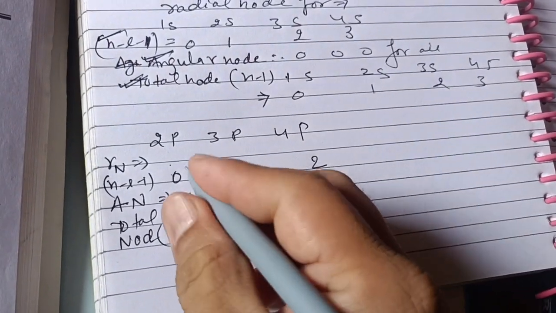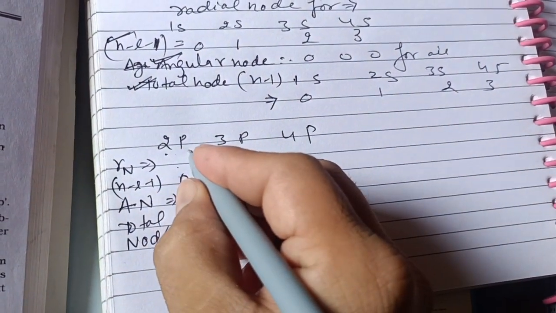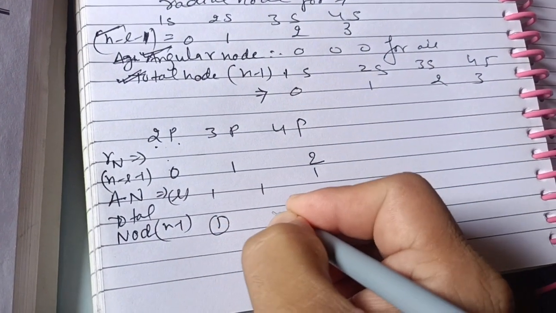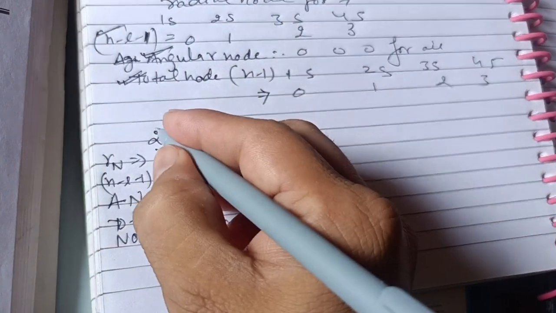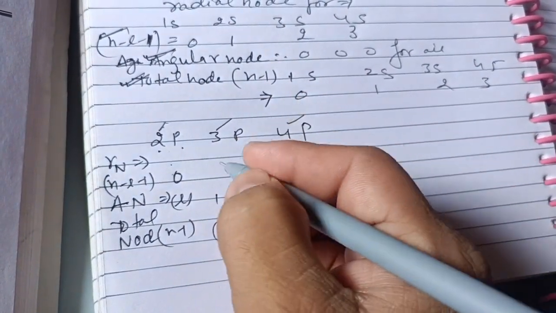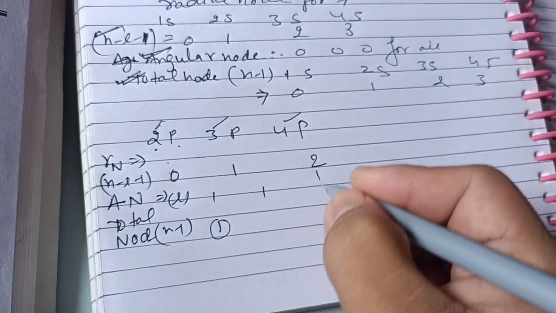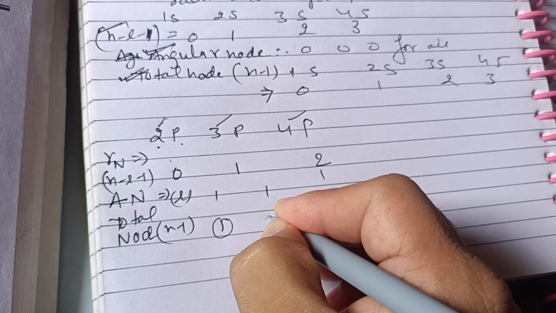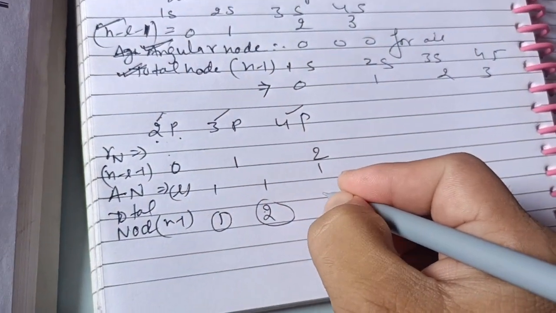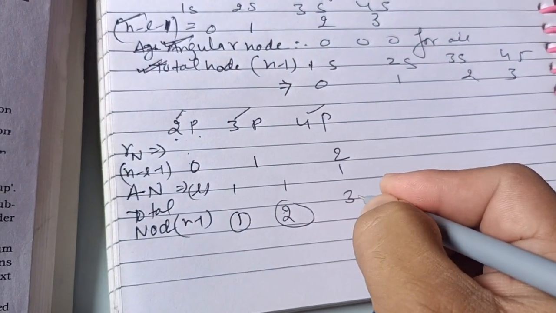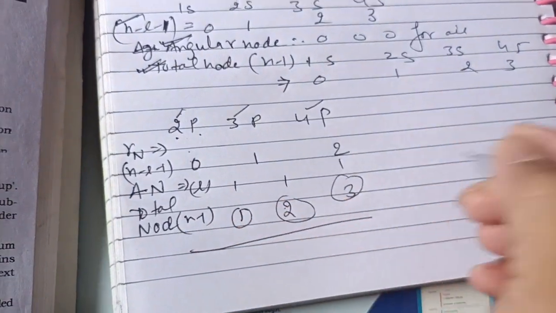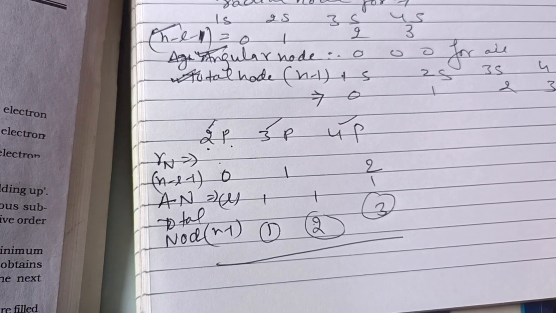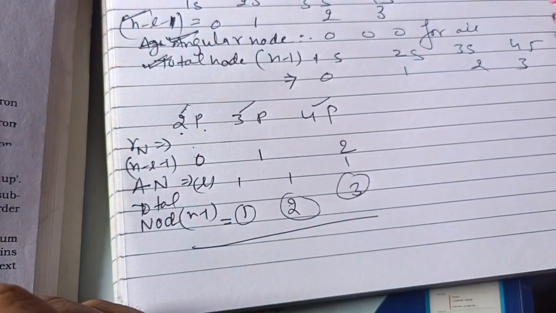How much will the total node be here? 2 minus 1, that is 1, n minus 1. This is the n value. So n minus 1 equal to 2, and this is equal to 3. So total node is equal to n minus 1, equal to 1, 2, 3.